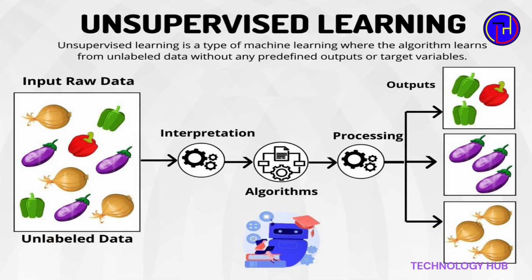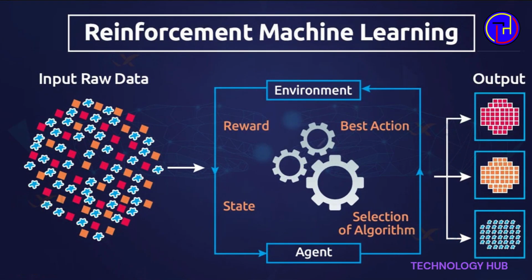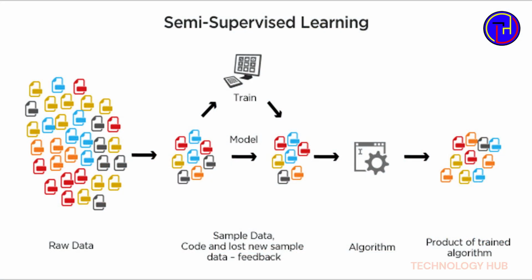Unsupervised learning. The algorithm is given unlabeled data and must find patterns or structures within the data on its own. Reinforcement learning. An agent learns to make decisions by interacting with an environment to achieve maximum cumulative reward. The agent learns from trial and error. Semi-supervised learning. A mix of labeled and unlabeled data is used for training.